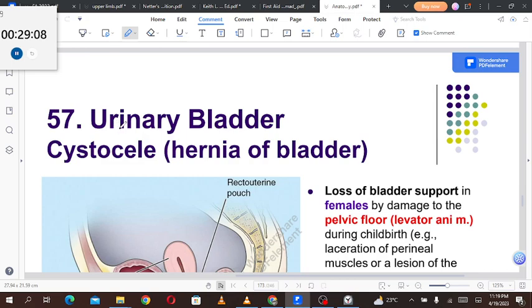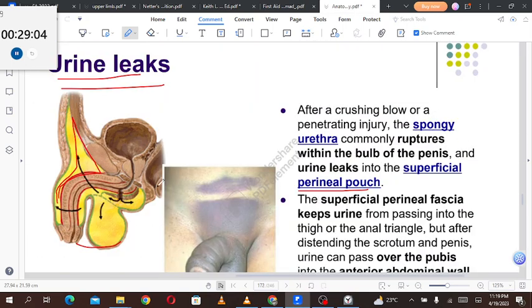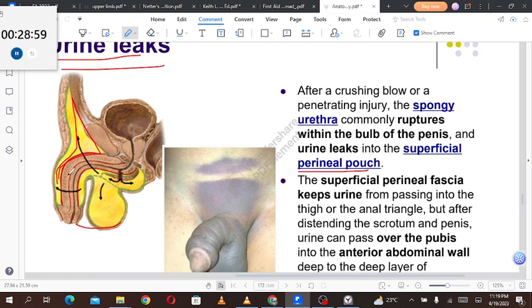Point number 57 is about the urinary bladder, cystocele. When we were talking about the leakage of the urine, we just talked about the rupture of the spongy urethra. But there is another point where the urethra can be damaged, and there is the membranous urethra over here. No, there is no membranous. The membranous urethra is over here.